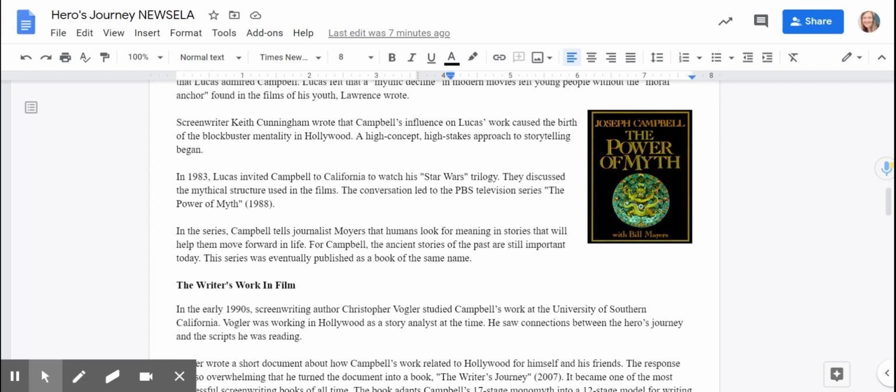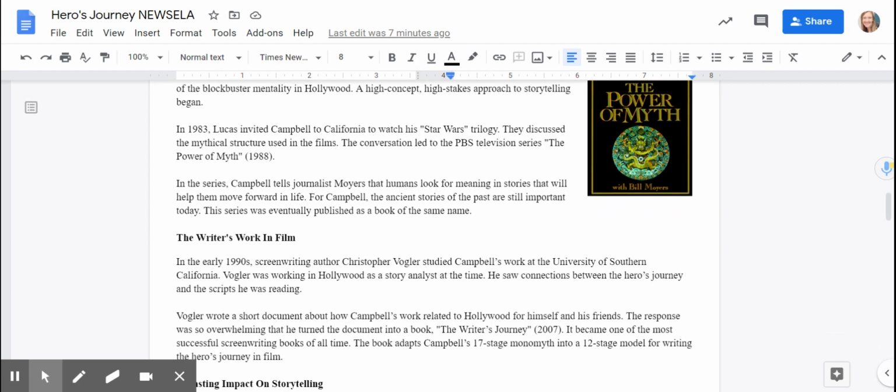In 1983, Lucas invited Campbell to California to watch his Star Wars trilogy. They discussed the mythical structure used in the films. The conversation led to the PBS television series The Power of Myth, 1988. In the series, Campbell tells journalist Moyers that humans look for meaning in stories that will help them move forward in life. For Campbell, the ancient stories of the past are still important today. This series was eventually published as a book of the same name.